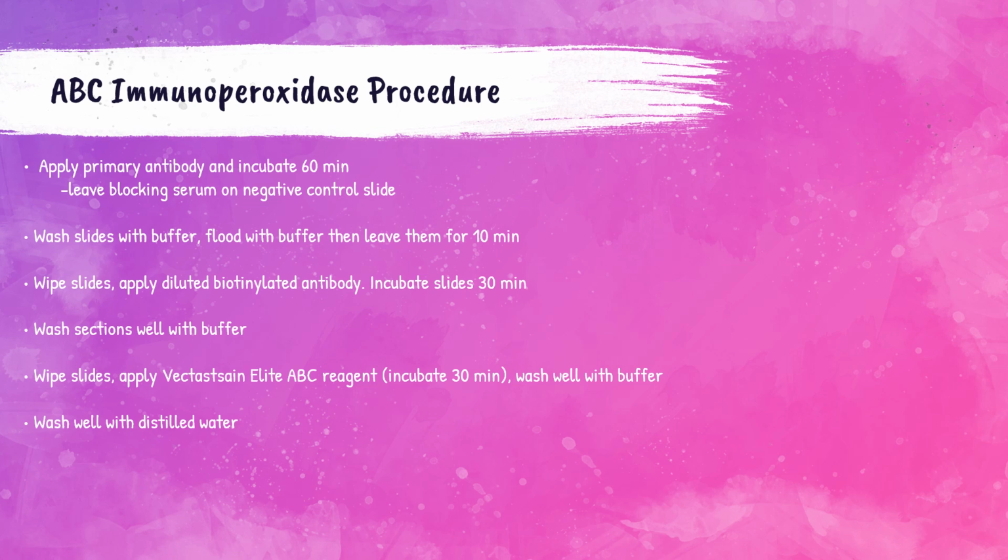After this 60-minute or 1-hour period, the slides should be washed with buffer, then flooded with buffer, and then left for 10 minutes. After that 10-minute period, the slides should be wiped, and then a diluted biotinylated antibody should be applied and then incubated for 30 minutes. After that 30-minute incubation, the section should be washed well with buffer. Then the slide should be wiped and Vectastain Elite ABC reagent applied, and then incubated for 30 minutes.